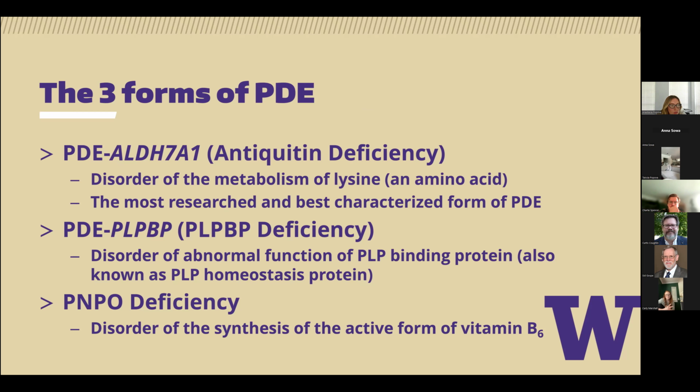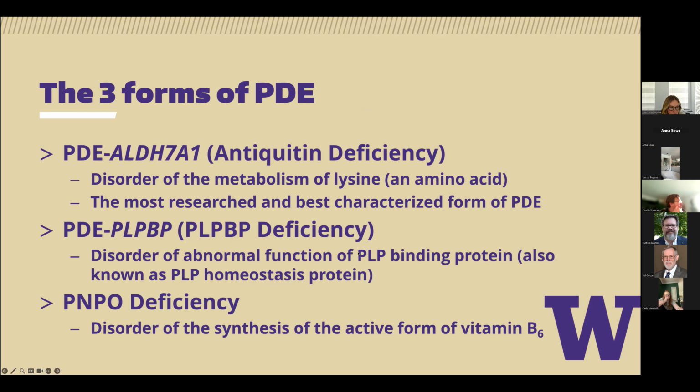The second form of PDE is called PLPBP deficiency, and this abbreviation stands for PLP binding protein. We really know very little about the basic biochemistry of this binding protein, but we suspect that it binds pyridoxal phosphate and helps to move it around the cell so that it can do its job in being a cofactor in all of these important biochemical reactions.